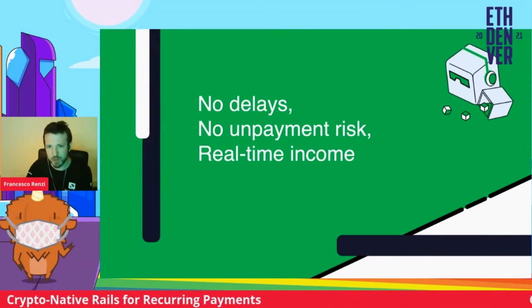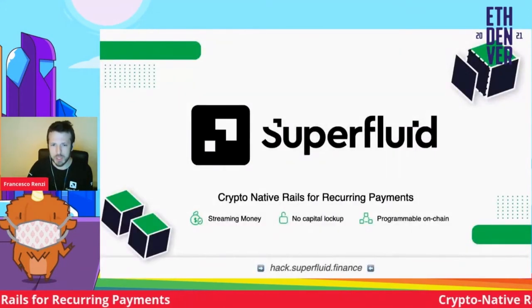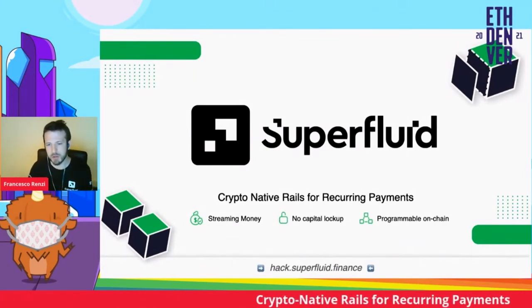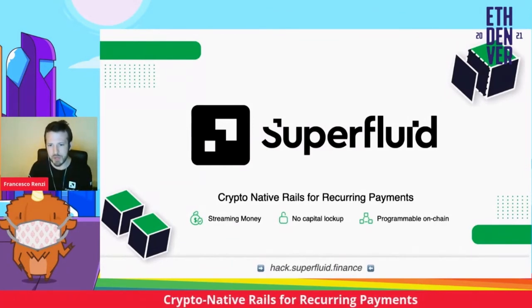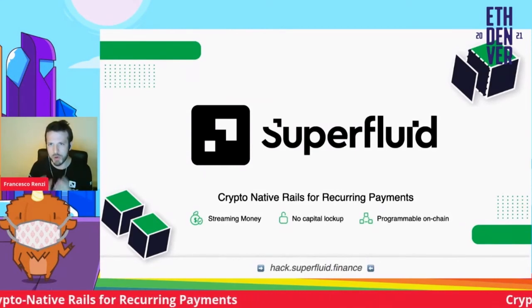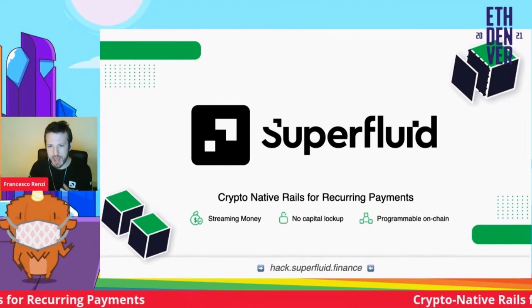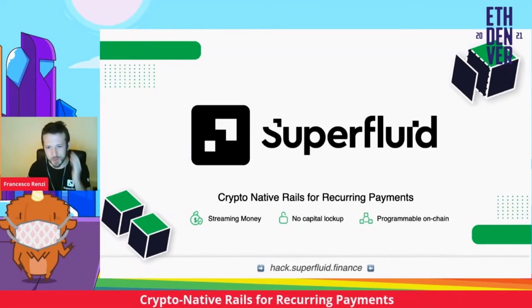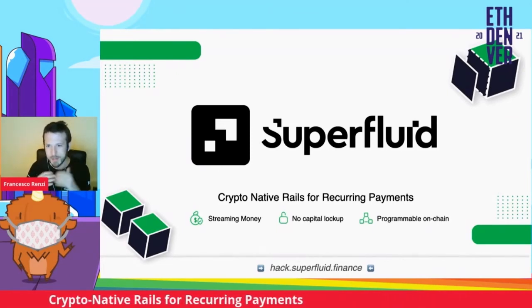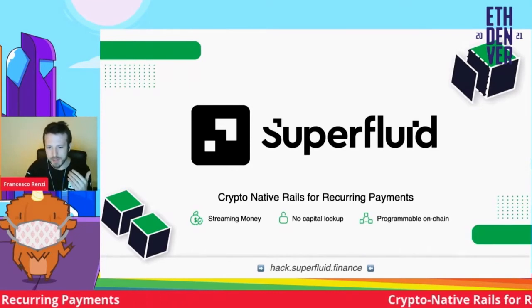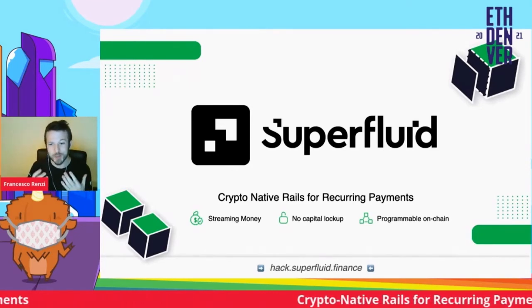And this is called the Superfluid protocol. The Superfluid protocol is a protocol for crypto native rails. It's streaming money in its best form with no capital lockups, full programmability on chain, and essentially everything I've told you so far. So payments are netting, everything's fluid. You can take out the money anytime. You never have to wait. There's no delays. And most of all, again, it's completely programmable.